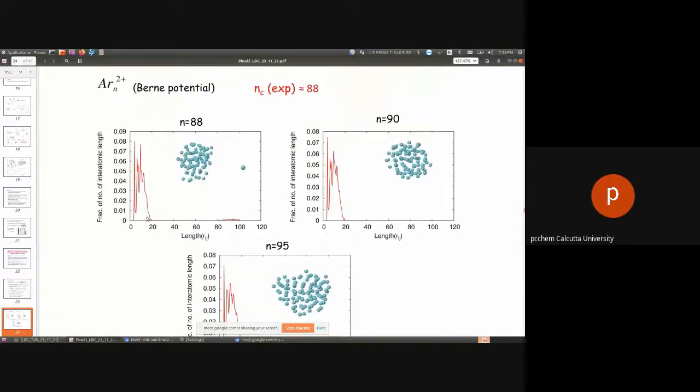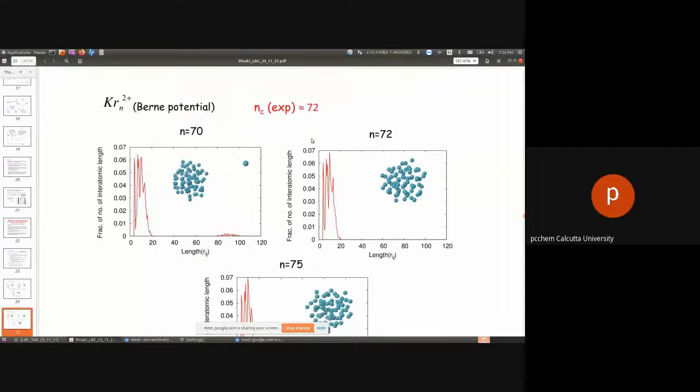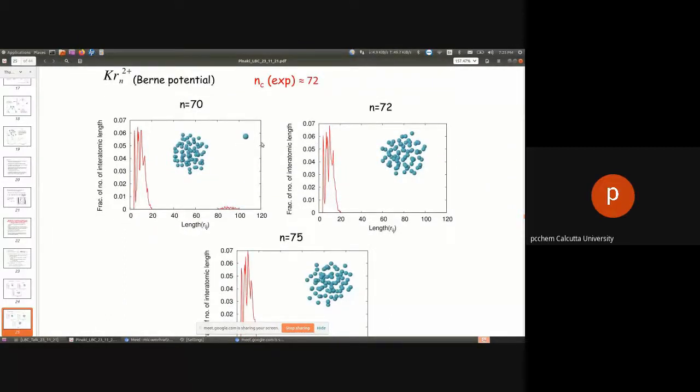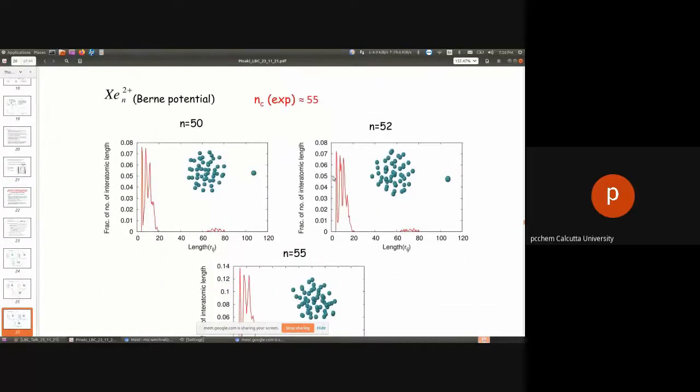And this is a distribution function which tells you whether the cluster is dissociated or not. If you have a wiggle in the distribution function at high values, say 80 or 100 angstroms, it means that the cluster is dissociated and one or a number of atoms have been ejected from the main body of the cluster. Then for krypton, the experimental value is around 72. Around 72 you get the intact cluster, and if you go above it, it stays intact. Below it, it dissociates. And for xenon, it is around 55.